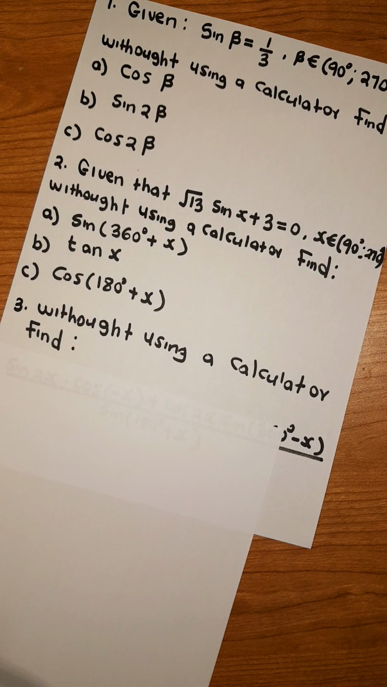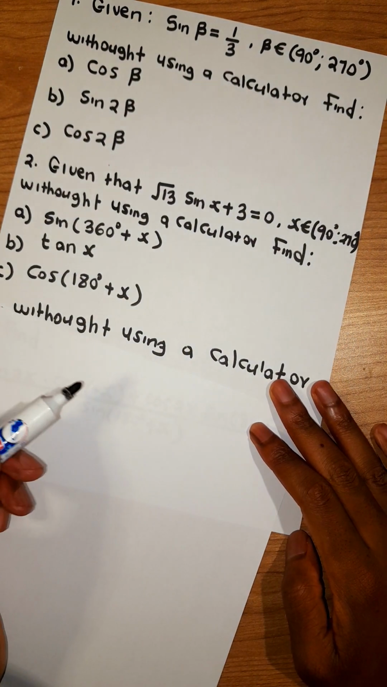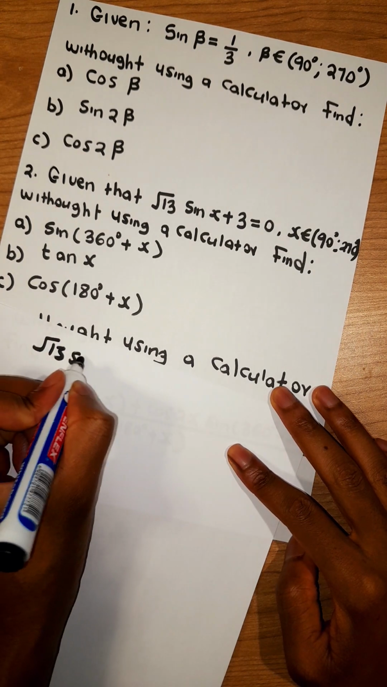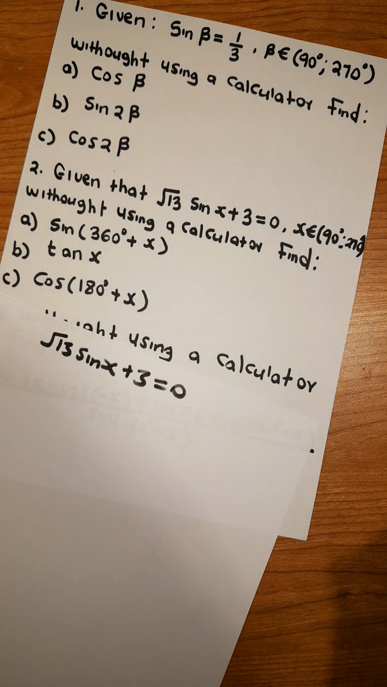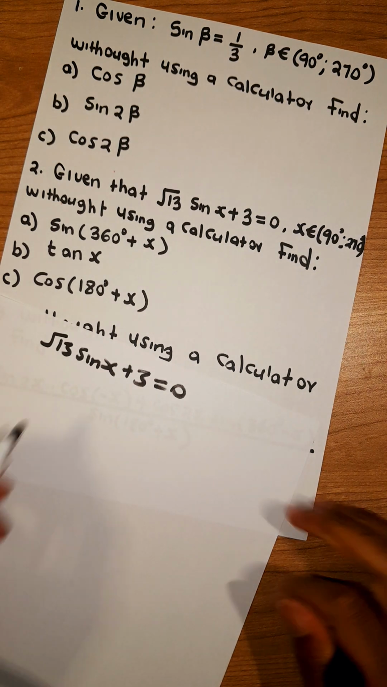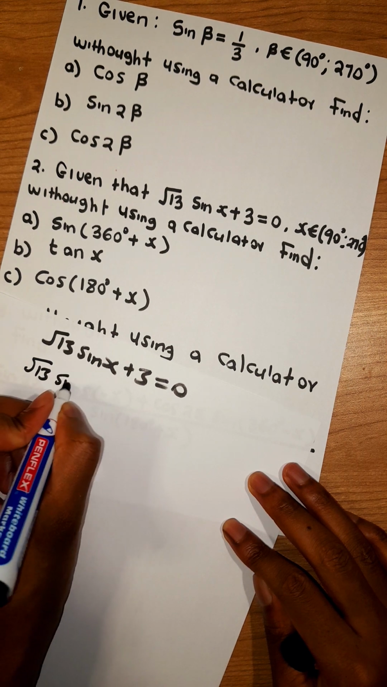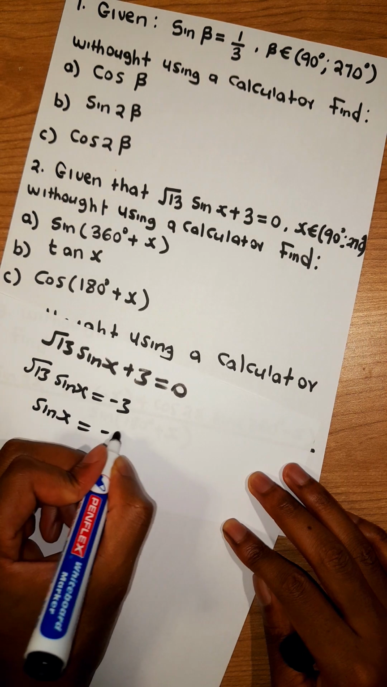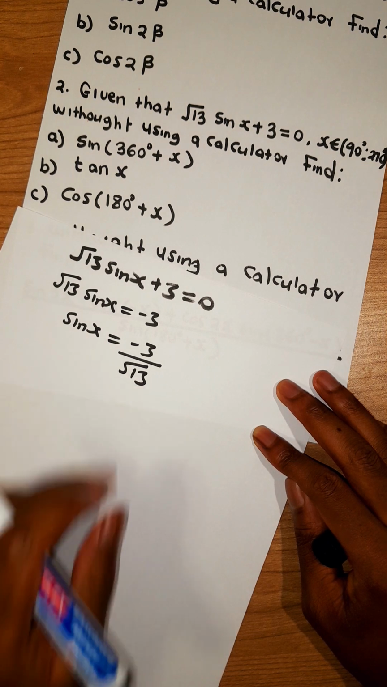So you can do extremely great. Now, they say we are given that the root of 13 sine x plus 3 equals 0. Let me just change my pen. We need to make sine x the subject of the equation. So I know I have the root of 13 sine x equals minus 3. So I'm going to divide both sides by the root of 13. So this becomes my statement.